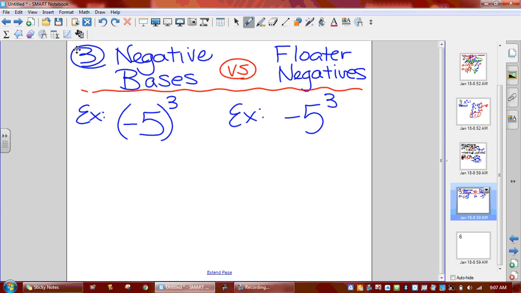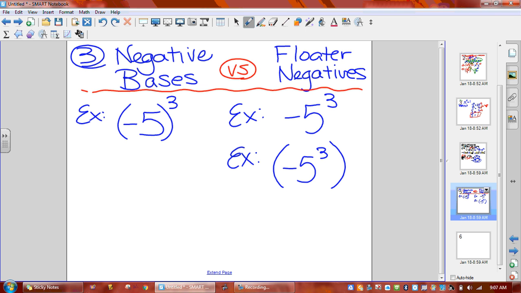What do you notice automatically right away, first thing you see? That's right, one has brackets and one does not. But now they're going to show you a couple other ways, okay? So a floater negative could also do this. What's the difference then from example 1 on the left? We're comparing floater negatives to negative bases. How is my second example on the right different from the example on the left?